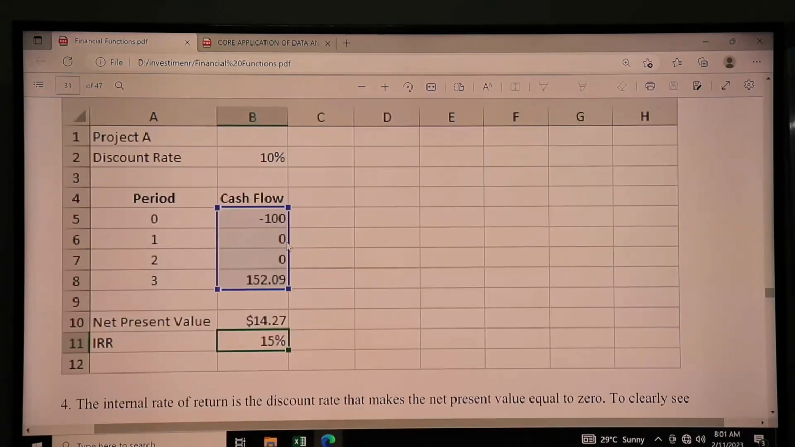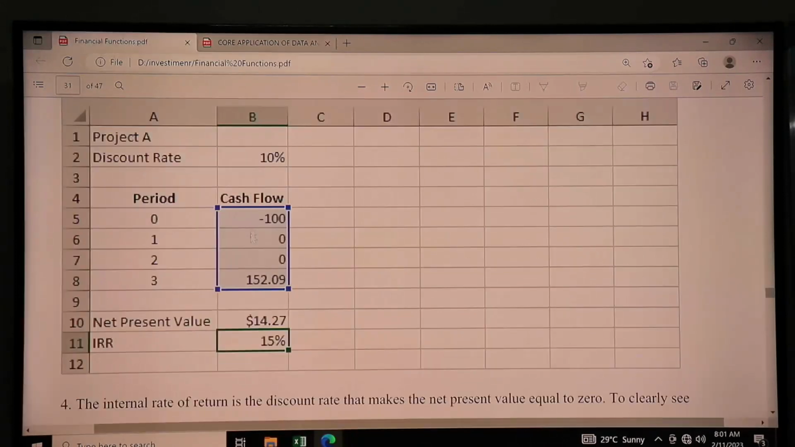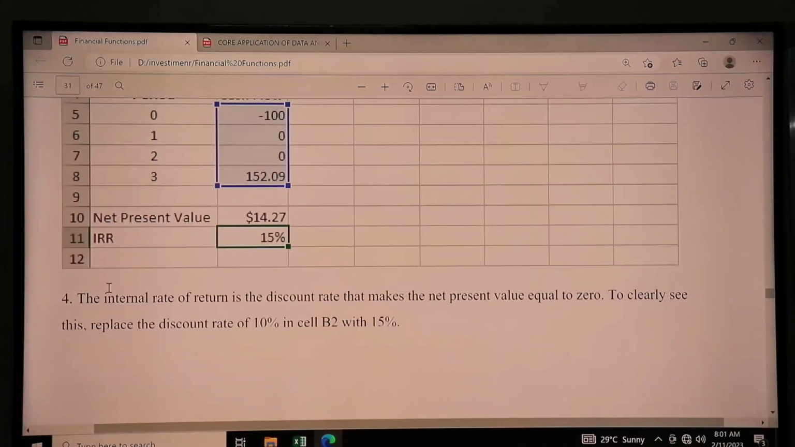The project is worth it. That way we are saying that the internal rate of return is one of the techniques of actually confirming whether the project is worth it. It is one of the project evaluation techniques. So here the conclusion is the internal rate of return is the discount rate that makes the net present value equal to 0.